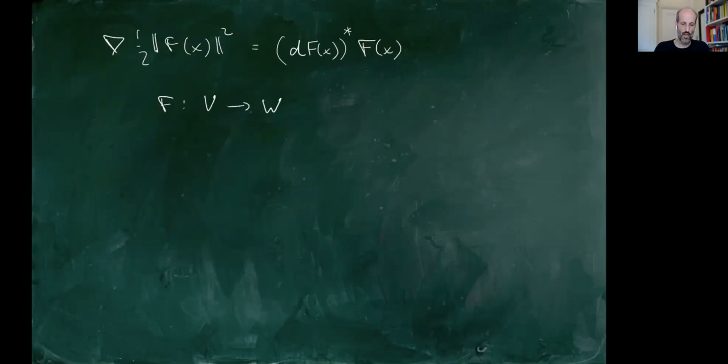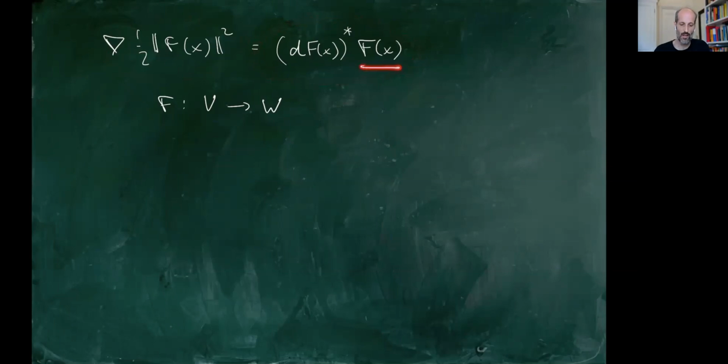So the general situation is that we have some function that goes from a normed space into some other normed space. And the functional that we want to take the gradient of is of the form norm squared of this function, where the norm is the W norm, and the gradient is the gradient with respect to the V norm. Gradient always refers to a norm, as we've seen. And now the claim, which you can just check, is that the gradient is equal to this expression here.